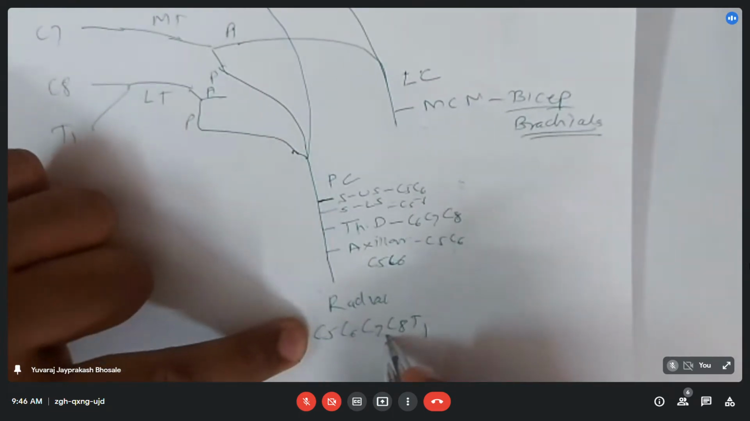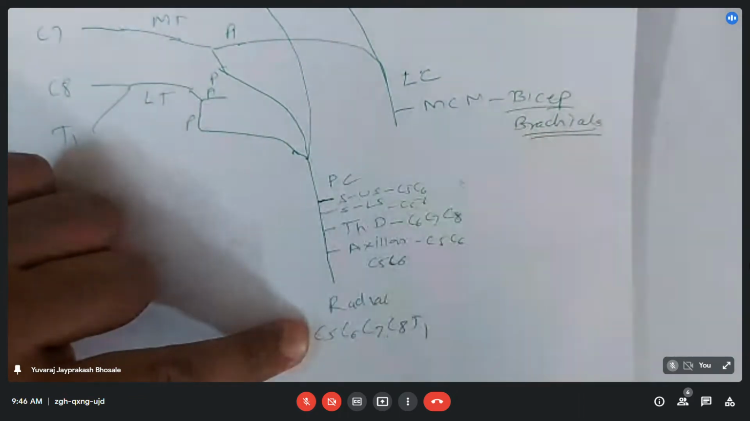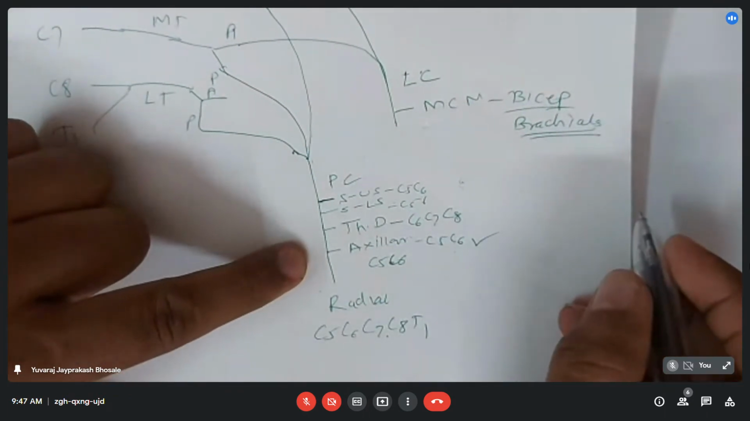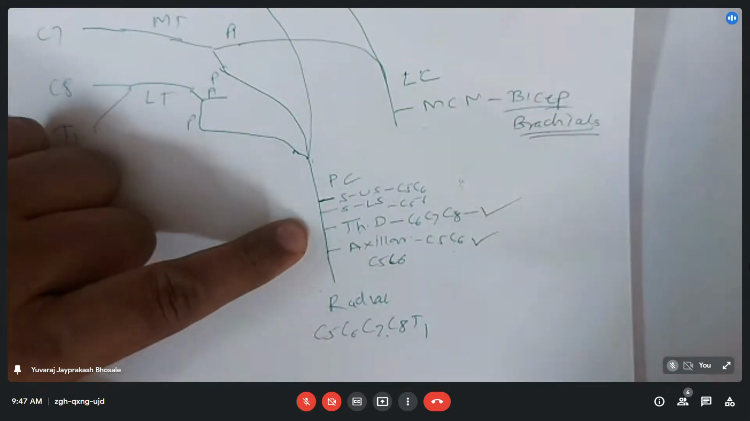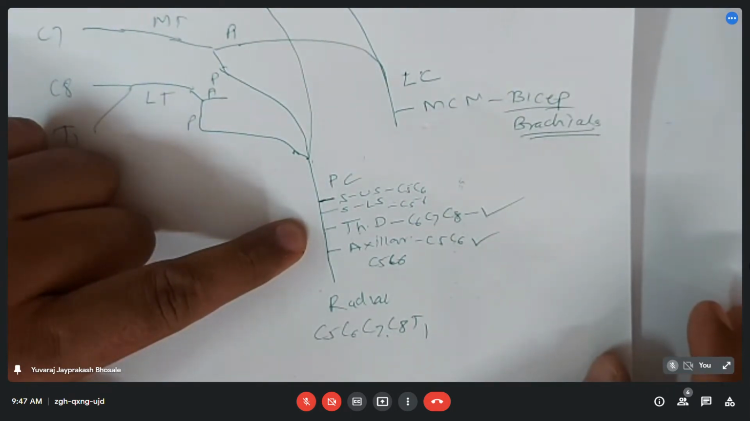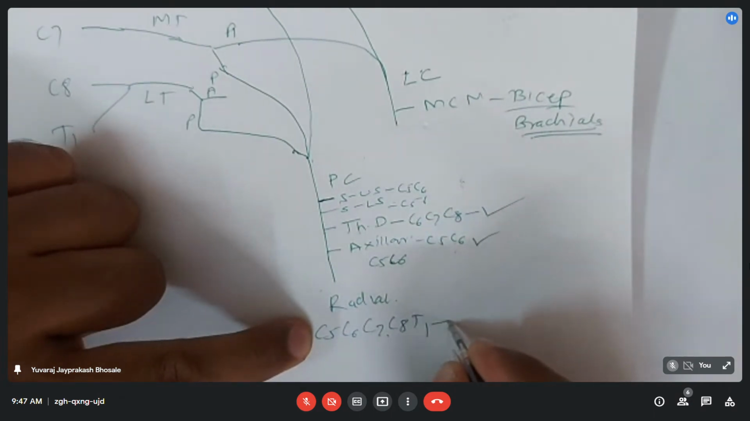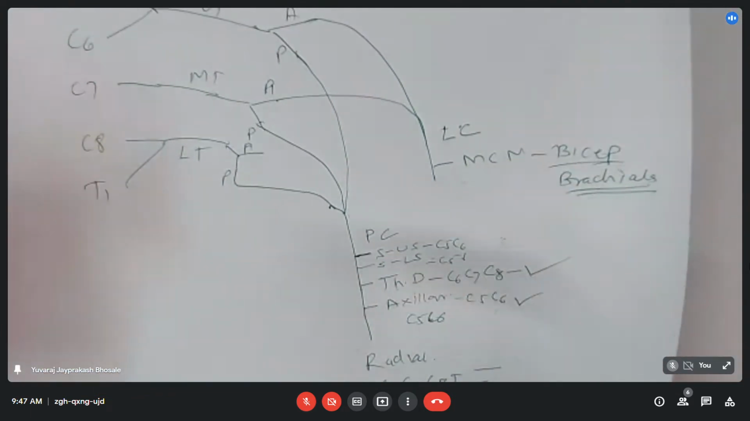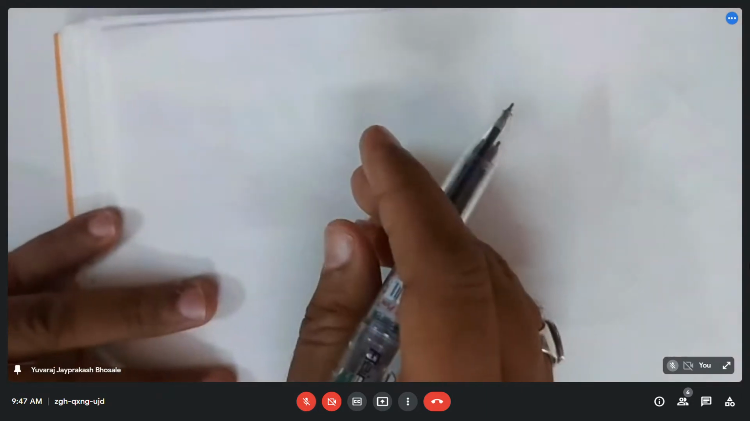Posterior divisions always supply extensors or abductors. So the axillary nerve supplies the abductor, the thoracodorsal nerve supplies latissimus dorsi, which is an extensor. The radial nerve is going to supply triceps, which is the extensor. It is going to supply all the extensors of the forearm. Now with that, we start discussing the radial nerve.